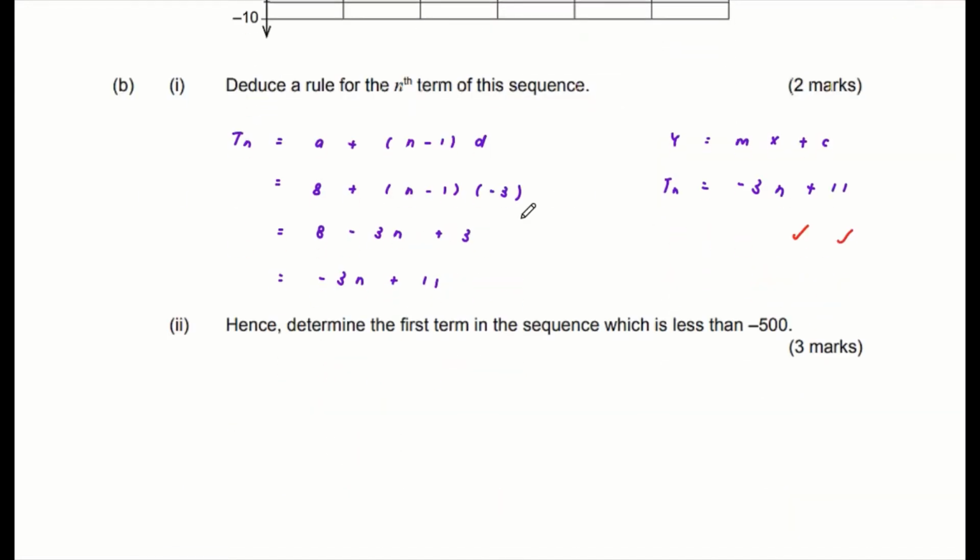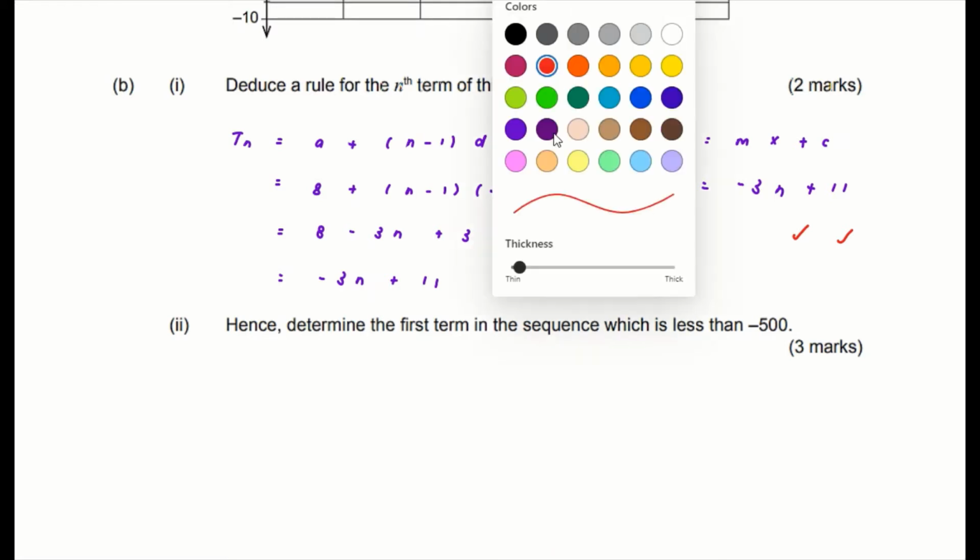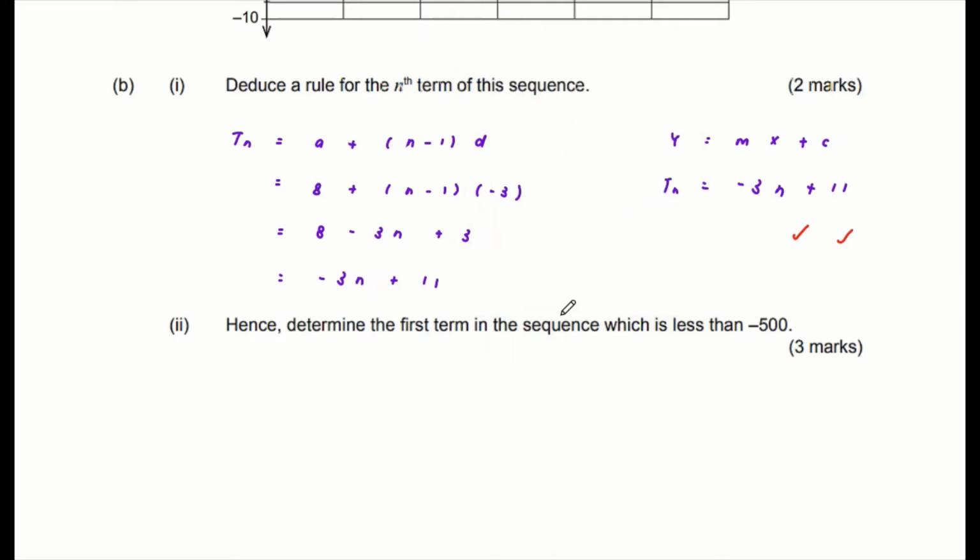Okay, 2. Hence, determine the first term in the sequence which is less than -500. Alright, so we know that for the first term less than -500, the nth term is less than -500, and we are going to solve for n. So we know that our nth term is equal to -3n plus 11, right? So we are going to substitute into the nth term part. So this term should be less than -500. I'm sorry, it's -500.